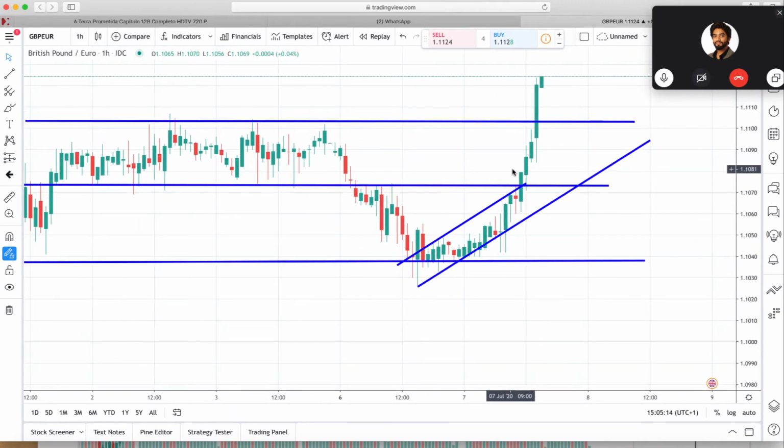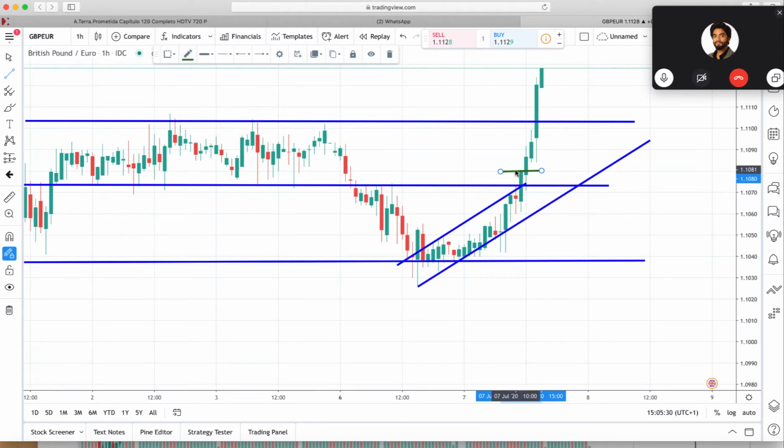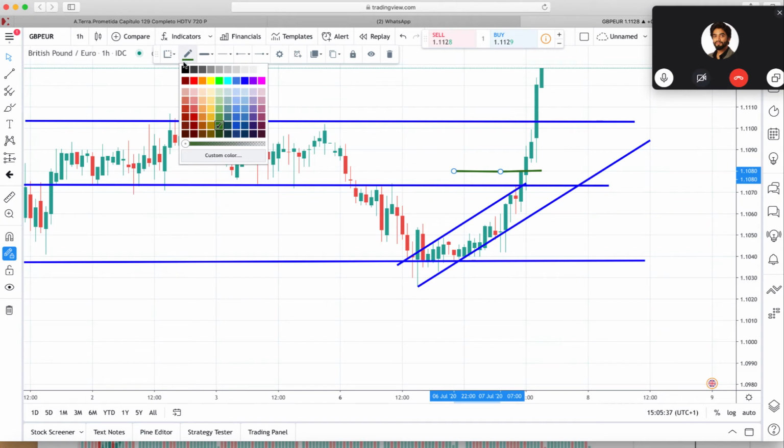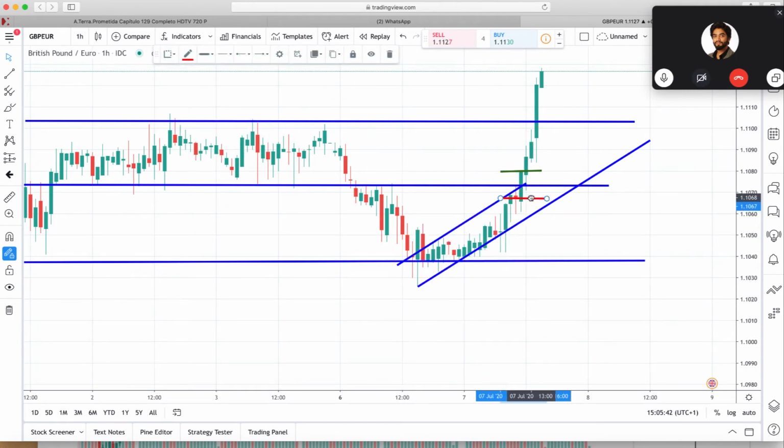So if you haven't taken this trade, the strategy would be amazing, because you could put your entry level somewhere around here, after the candle has closed. Let me just change the color. And your stop loss could have been somewhere around here, or even below the previous candle.